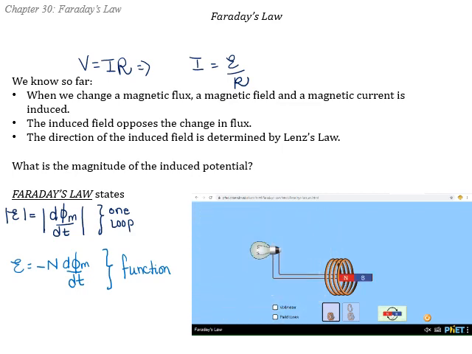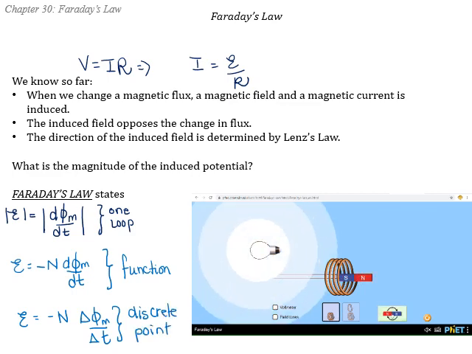If we just have two discrete points, we wouldn't have to do a derivative. We could say that our induced potential is minus n delta flux over delta t. So we would use this if we had discrete points. But they both say the same thing, and that's that induced potential comes from a change in magnetic flux.